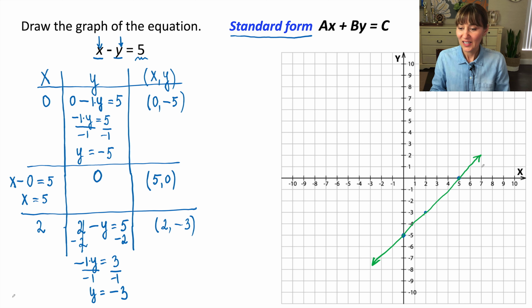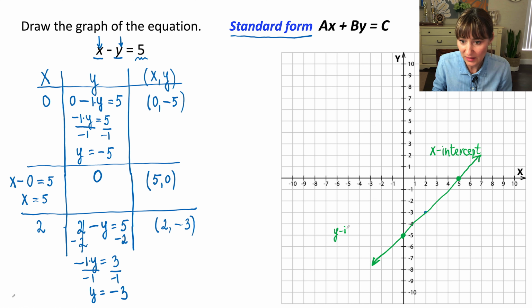Very good. So look at this. You see where the line crosses the x-axis? This point is called x-intercept. X-intercept. Okay? You see the point where the line crosses the y-axis. This point is called the y-intercept. Very good. So you know about these 2 special points.